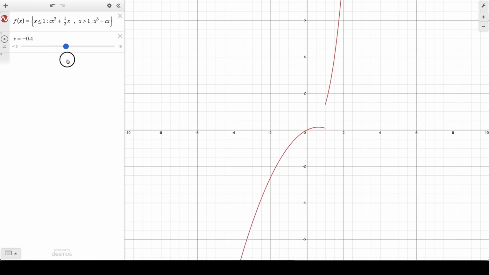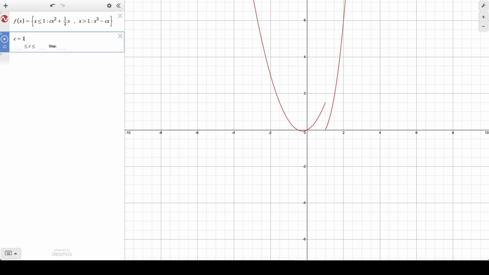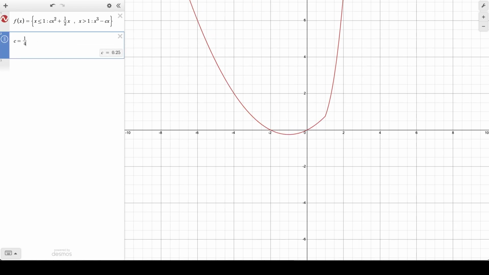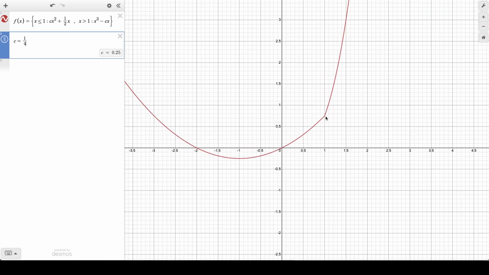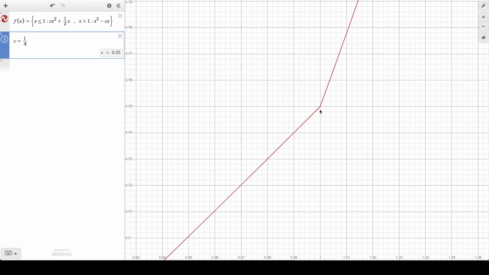But there is one place where those two different branches meet up, and that looks like it is between 0.2 and 0.3. And we calculated it as 1/4. So if we put in 1/4, then we can see those two branches actually meet up exactly. And if we zoom in, we can see they don't break.